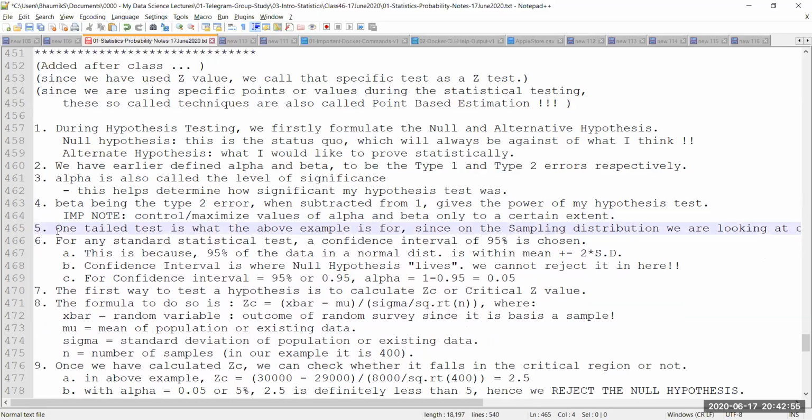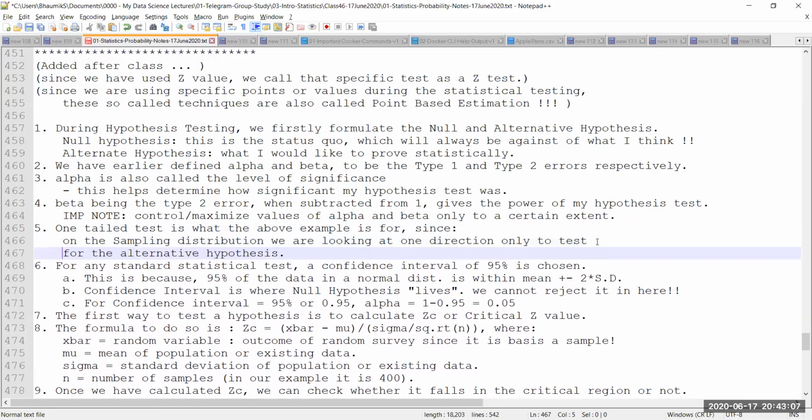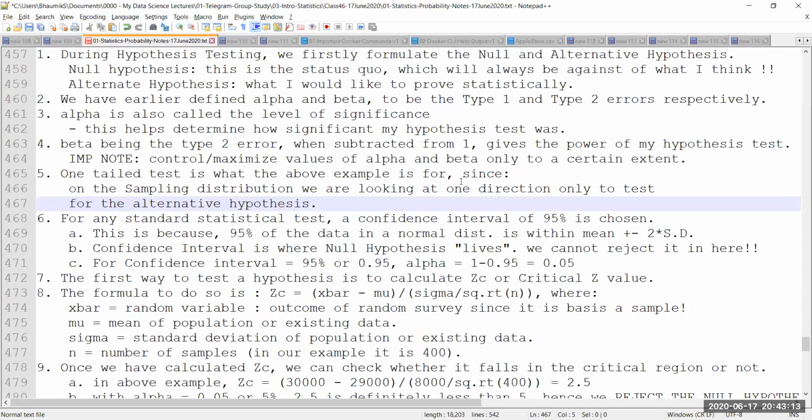Next, one tail test is what the above example is for. Why? Since on the sampling distribution, we are looking at only one direction to test for the alternate hypothesis. So we are looking at only one direction of the graph. If it had been the case that we were looking at both, it would have been a two-tail test.